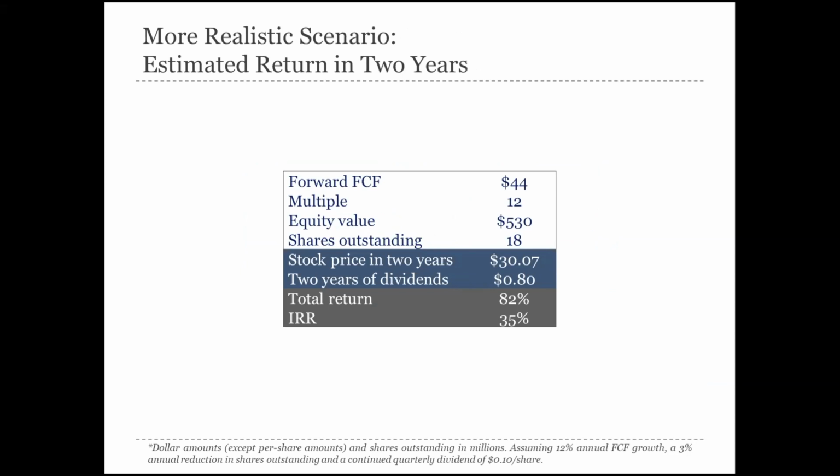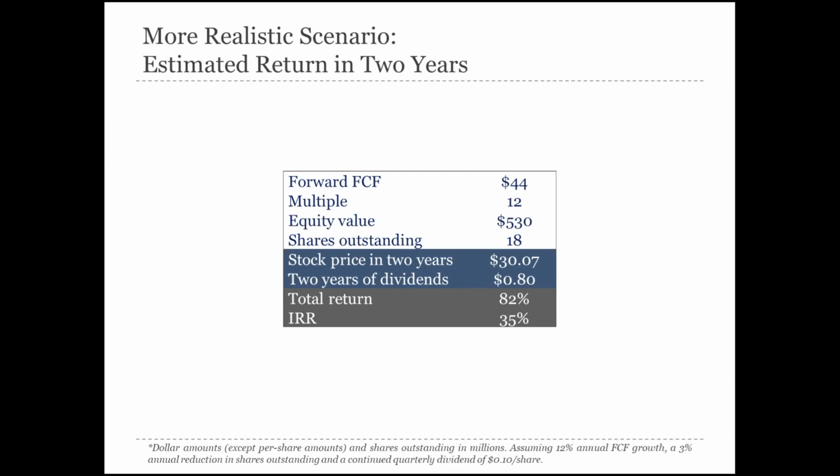And let's see a more realistic scenario where we take that into account, because I really don't think the multiple will stay at 9 times or the initial return at the 11% free cash flow yield forever. Let's say in 2 years, you're looking at forward free cash flow of $44 million. Here, I'm assuming 12% annual free cash flow growth, 3% annual reduction in shares outstanding, consistent with their historical pattern of repurchases, and a continuation of their current dividend. I think that 12% annual free cash flow growth is something they can exceed over time, at least in the foreseeable future.